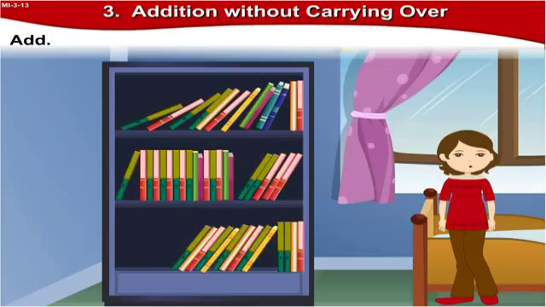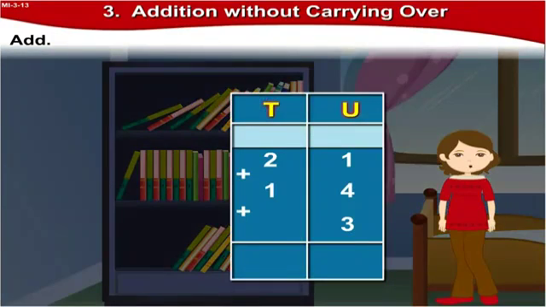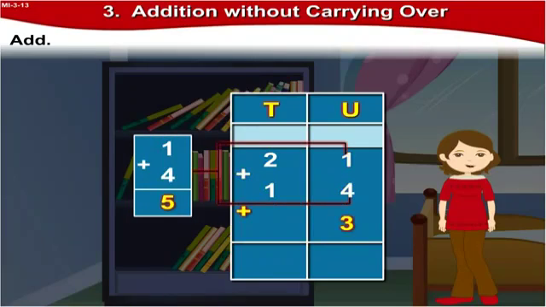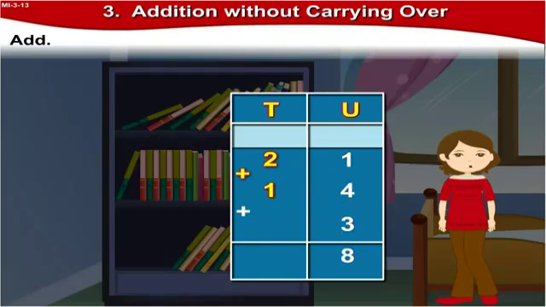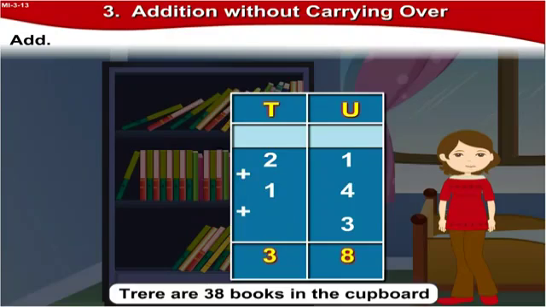So if you arrange them in vertical order with T and U, 21 is 2 tens 1 unit, plus 14 is 1 ten 4 units, plus 3 units. Now in the units column, 1 unit plus 4 units plus 3 units is 8 units. In the tens column, 2 tens plus 1 ten is equal to 3 tens, which means the answer is 38. That is, there are 38 books in the cupboard.